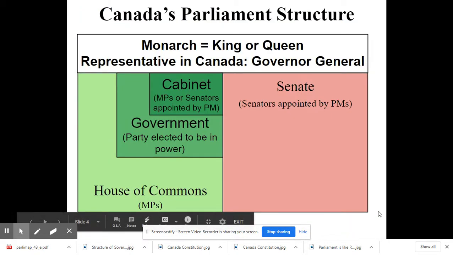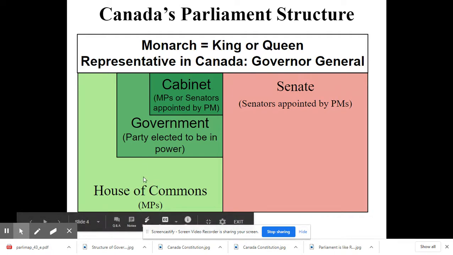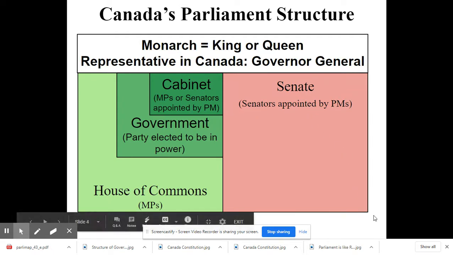Canada's parliamentary structure, again, this is the legislature. The monarch is at the top. A representative in Canada, that's the Governor General. You can see that within the House of Commons, we've got the government, that's the party that's elected to power, and we've got the cabinet. So those are MPs or senators that have been appointed by the Prime Minister. On the other side, we've got the Senate, and you'll learn more about the Senate shortly.